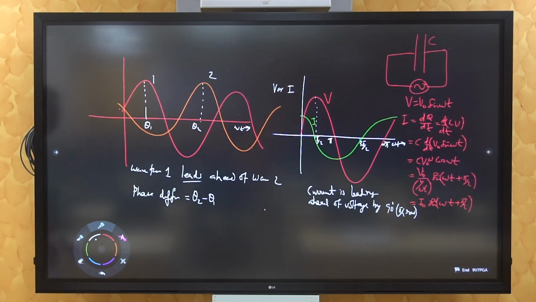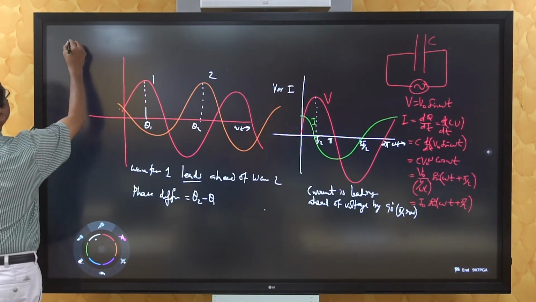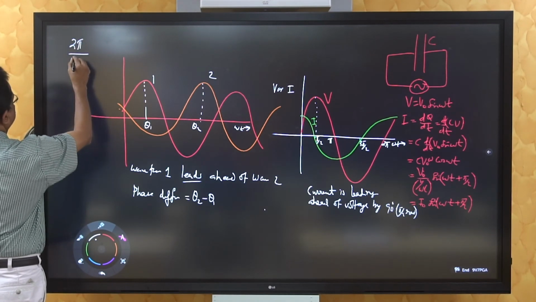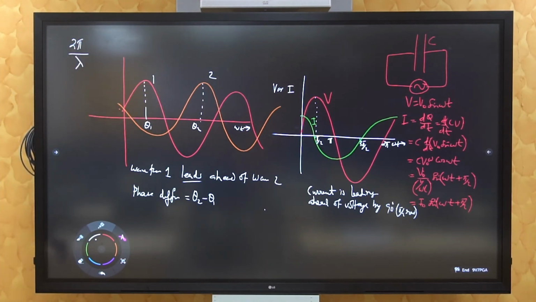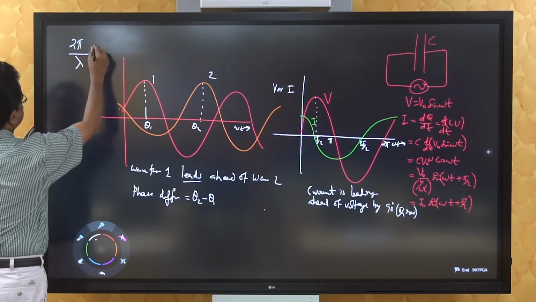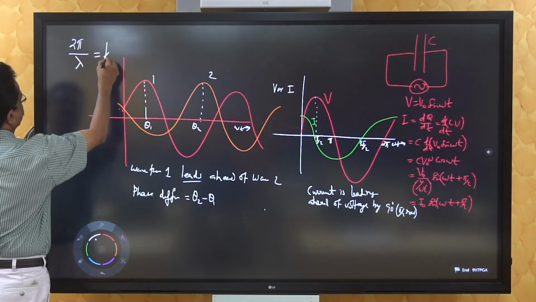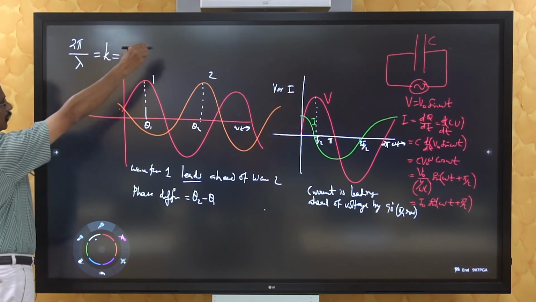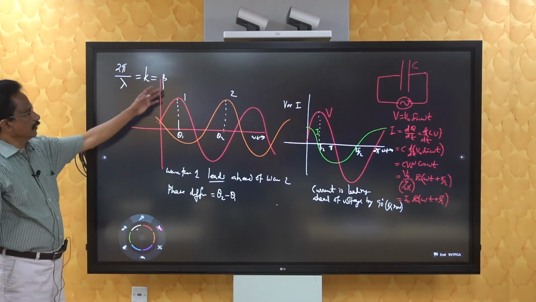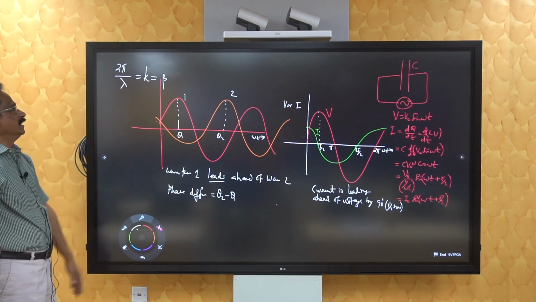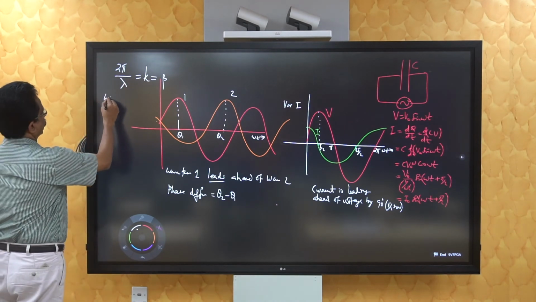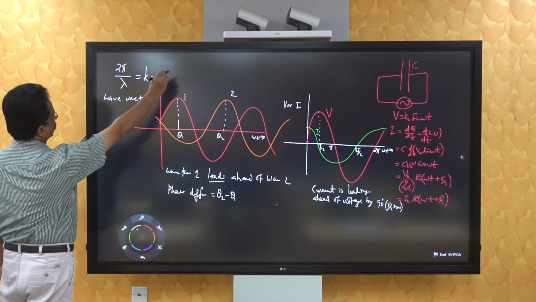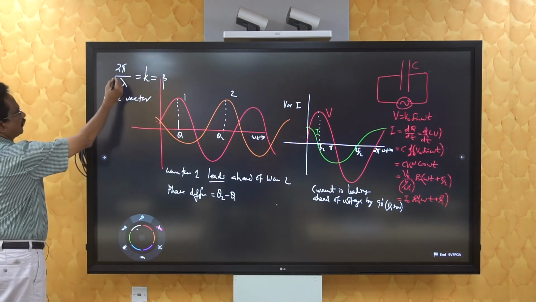Then we introduce the concept of phase shift. Now we noticed earlier that a phase angle of 2 pi corresponds to a wavelength lambda. Therefore, this quantity is called the phase shift per unit length. It is denoted by k or beta. In engineering we use beta, and in physics textbooks we use a quantity k. k is called the wave vector, or rather the magnitude of the wave vector.